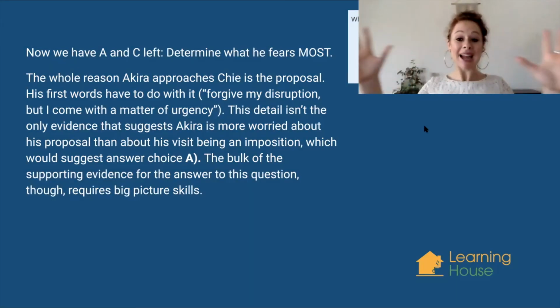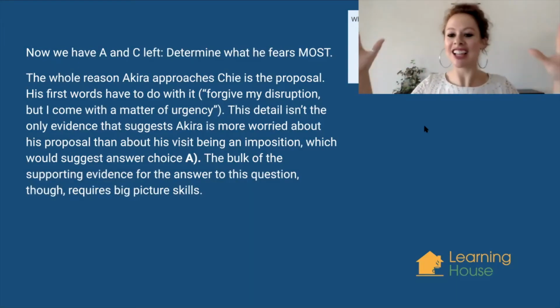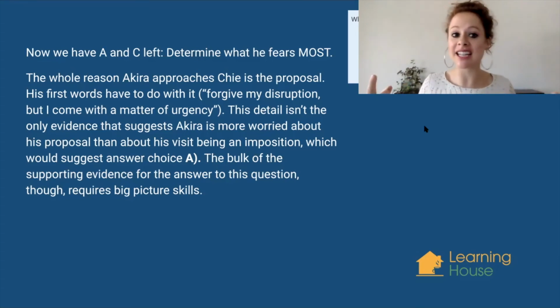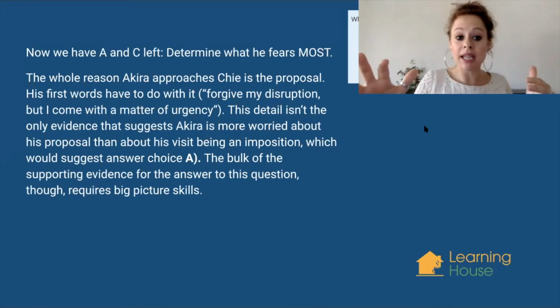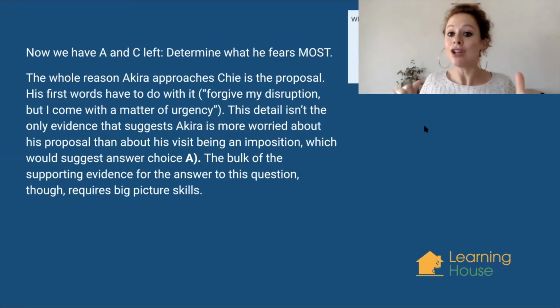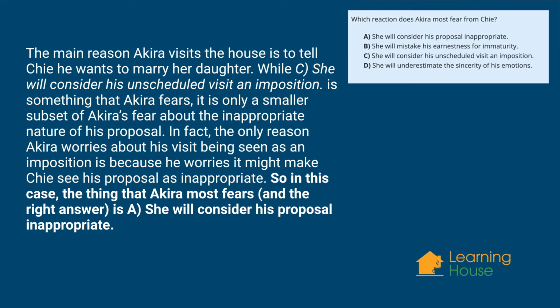It's taking a step back, a wide camera angle lens. Why is he going there? It's the proposal. And the first thing that he says is, "Forgive me, but it's urgent." That's not the only detail that we get, that he's worried about his imposition. Is this unseemly? Is this okay? This kind of thing, right? So A is the right choice here.